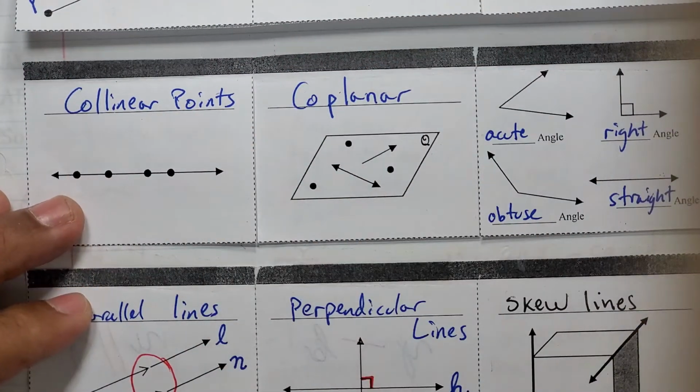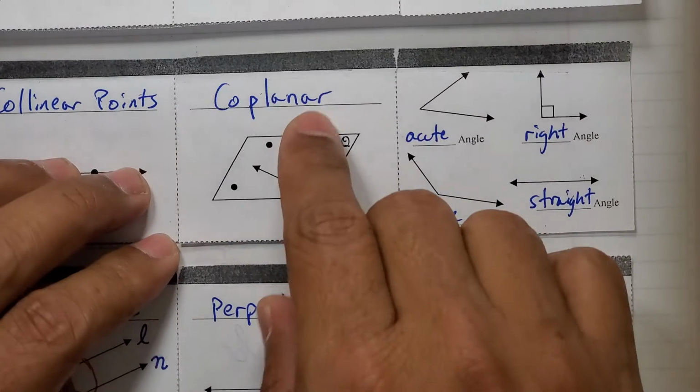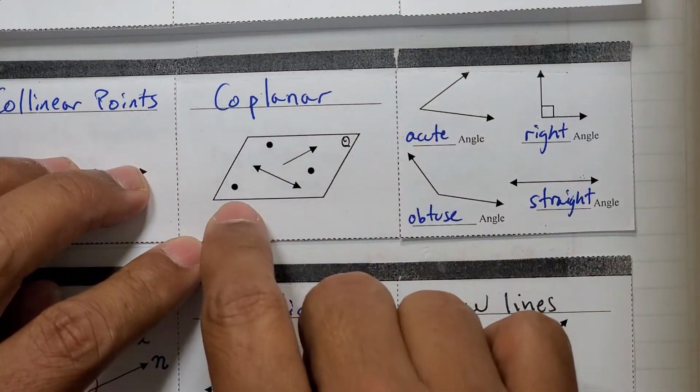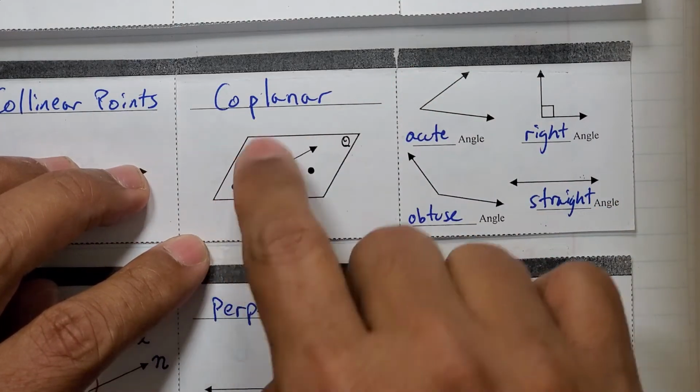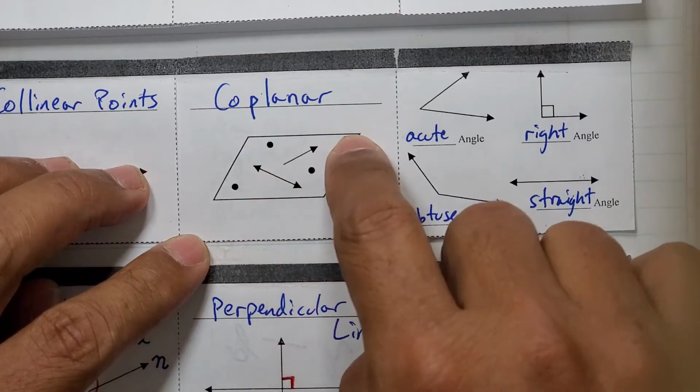Okay? All right. The next term is coplanar. Coplanar, notice you have a point here, you have 1, 2, 3 points, you have a line, and you have a ray.